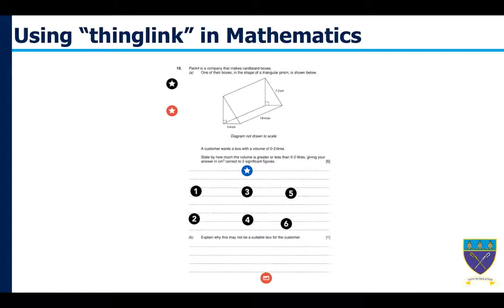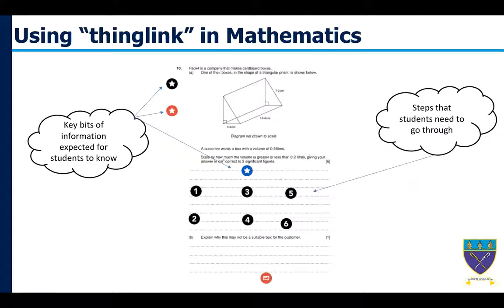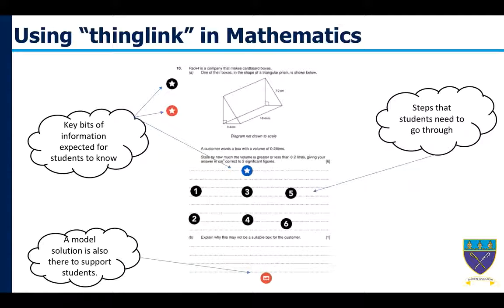In terms of using it in mathematics, there's a question, it will have a QR code and it will scan to something that looks like that. These stars are key bits of information our students are expected to know. The numbers 1 to 6 are steps that our students need to go through, and then also provided to our students is a full solution that you can look at that's handwritten by myself.